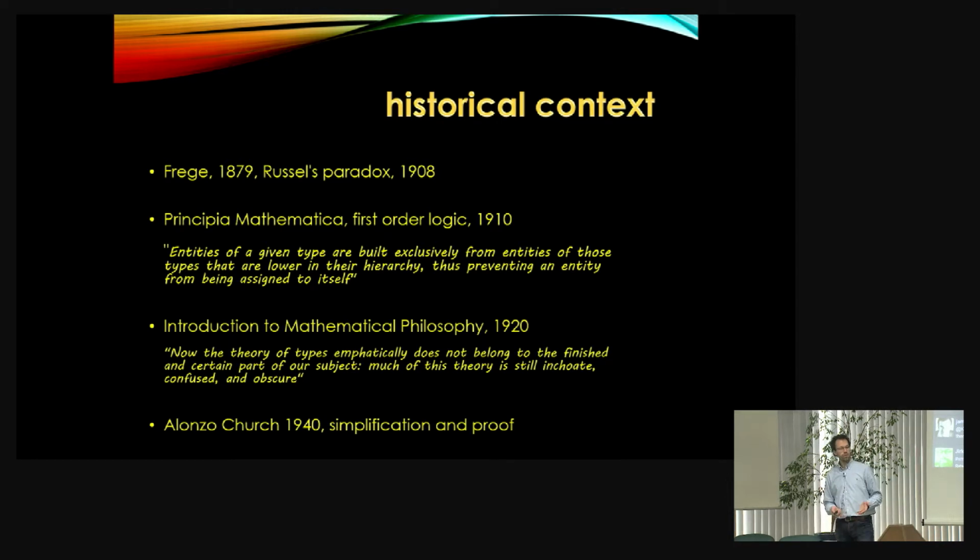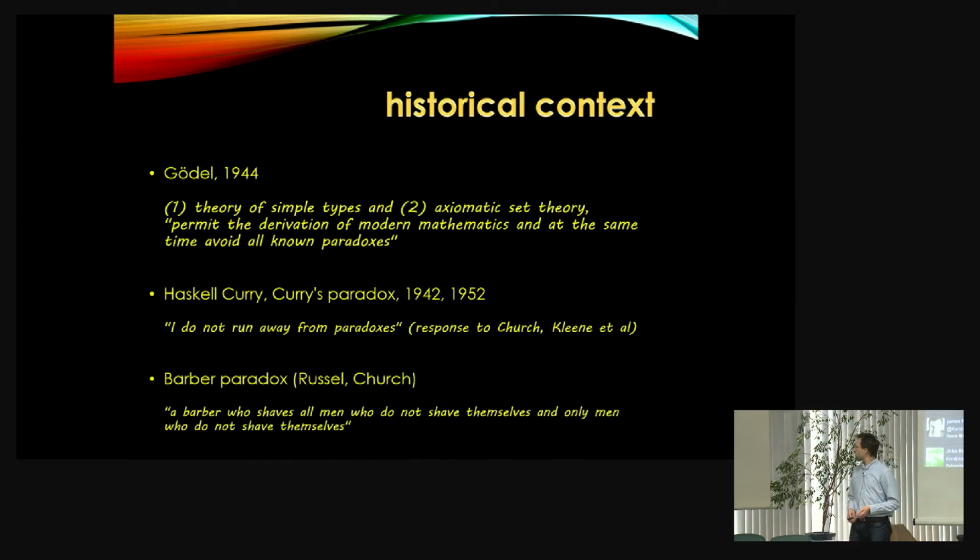Alonzo Church came to the rescue by proposing a simplification, but others were not really happy with the simplification and continued working on it. Gödel continued working on the theory of simple types. Then Curry, who people may know from the language Haskell or from a lot of foundational groundwork in functional languages in general, and therefore, in the end, also XPath, he said, I do not run away from paradoxes. It was in reply to Church and Kleene and all the others and Russell saying, well, we have a paradox, just live with it. He says, I don't want to live with it.